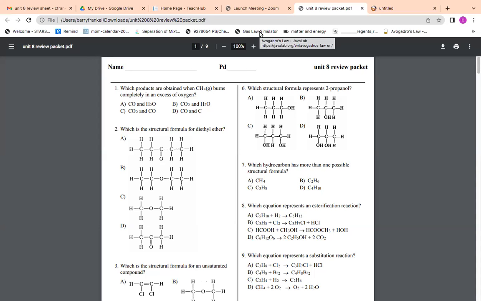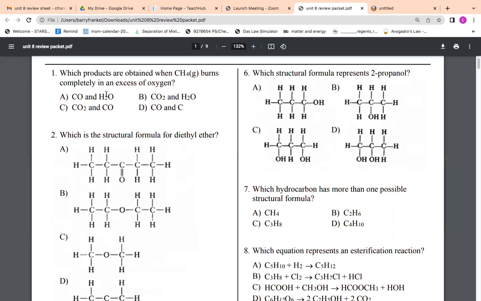All right, hi guys. Today we're going to do the review for Unit 8, which is Organic Chem. There are 72 questions. I did make a few mistakes though. There are a few questions that are repeats, so just ignore that. However, let's just get right into it.